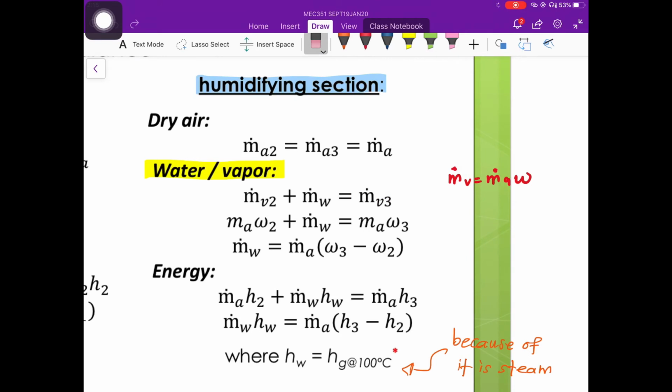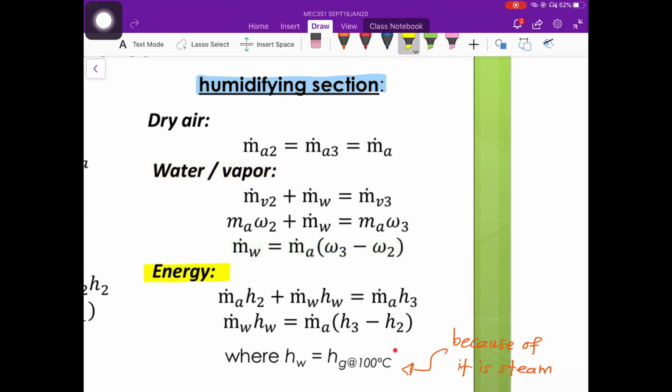Since we know that m dot v is equal to m dot a times omega, we can substitute into the mass balance for the water vapor. Thus, we can get this expression. If we rearrange the expression so that m dot w will be the subject of the equation, we can now have this expression. We can use this equation later to find m dot w.